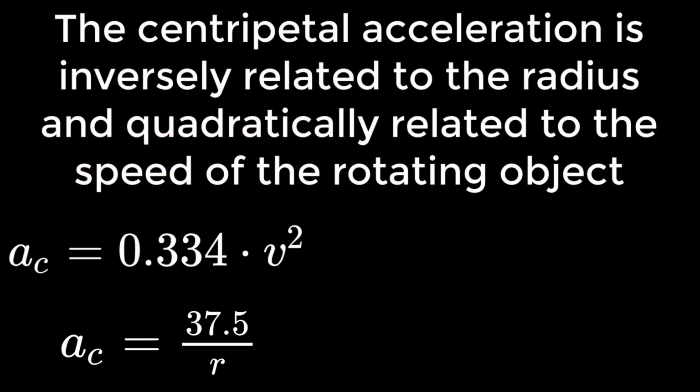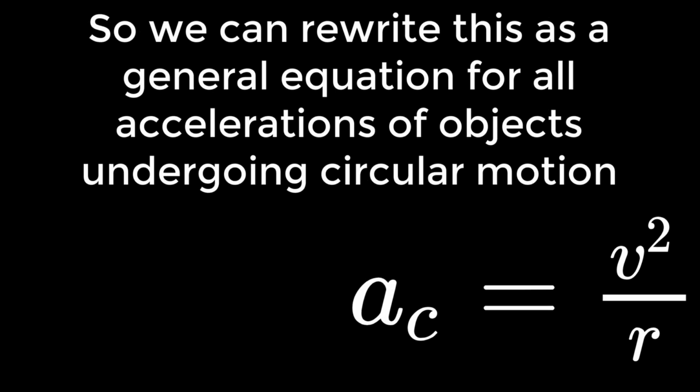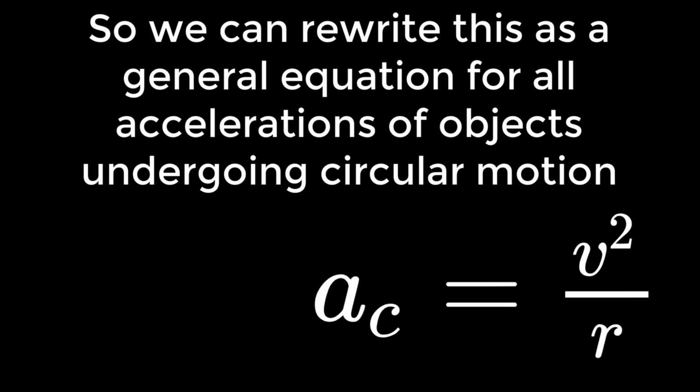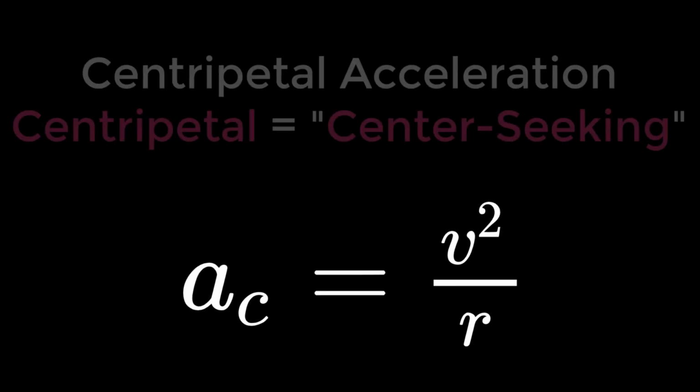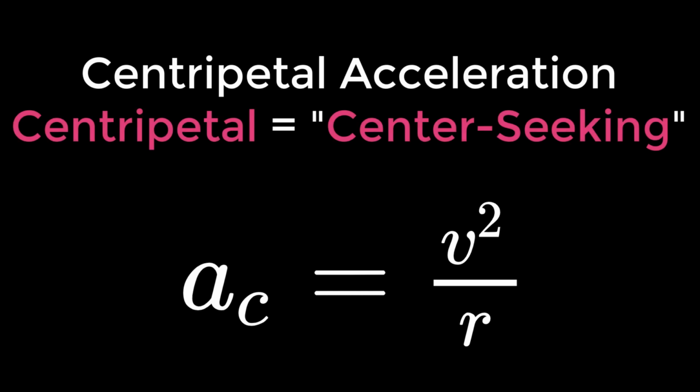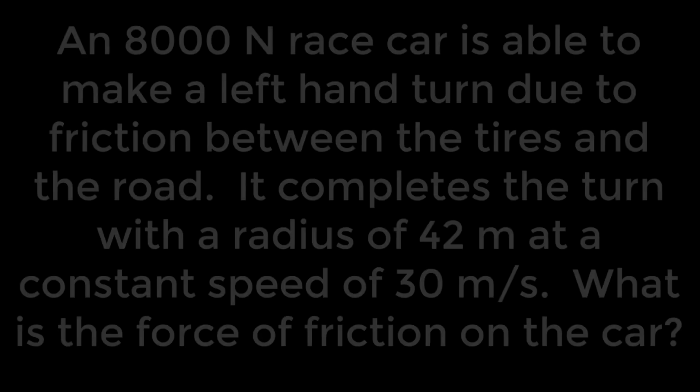The centripetal acceleration is inversely related to the radius and quadratically related to the speed of the rotating object. If we combine these two relationships, we can rewrite this as a general equation for all accelerations of objects undergoing circular motion. Centripetal acceleration is equal to the speed of the object squared divided by the radius. Remember that centripetal means center-seeking, so the acceleration points towards the center of the circular path.